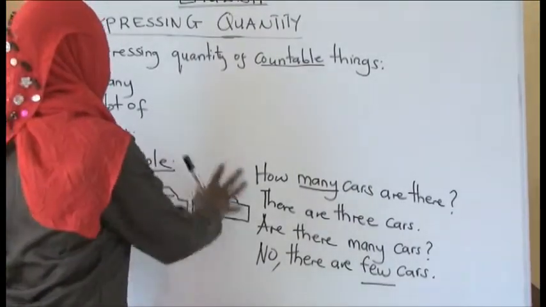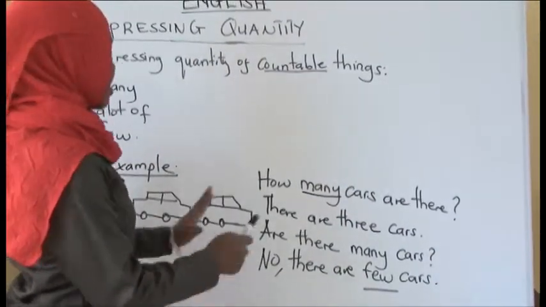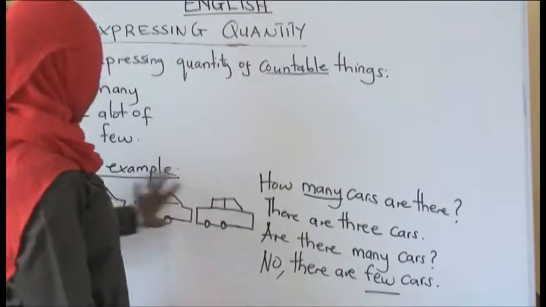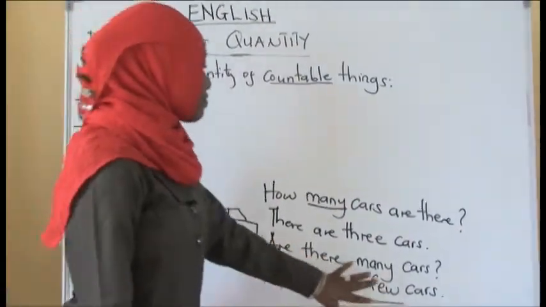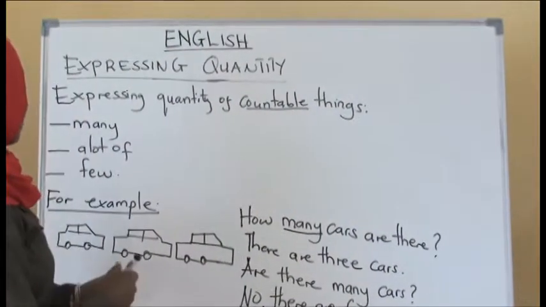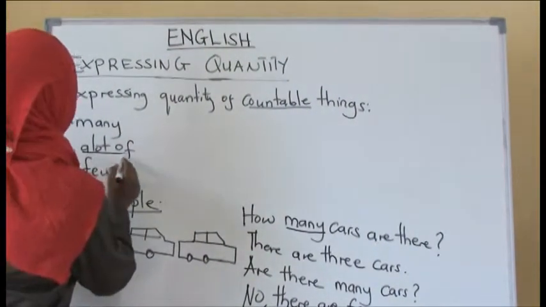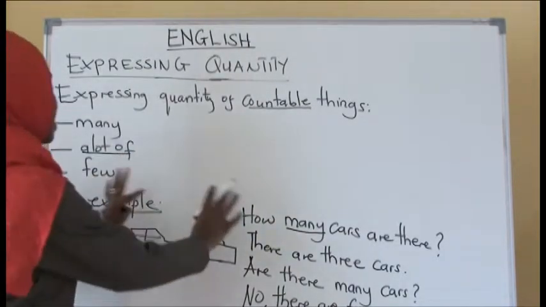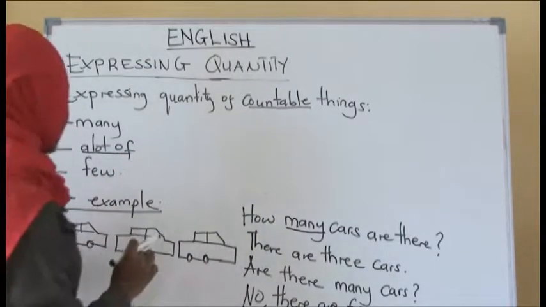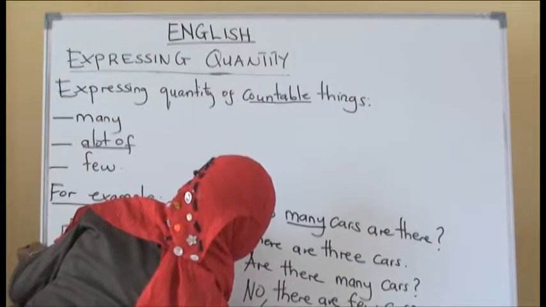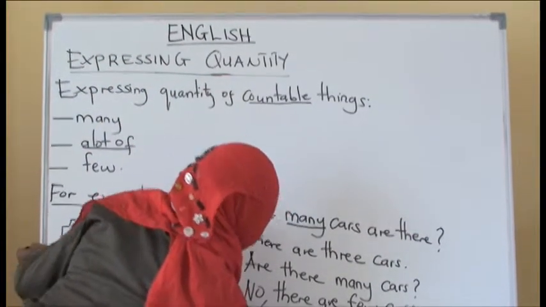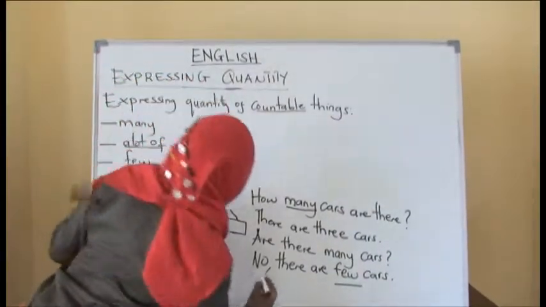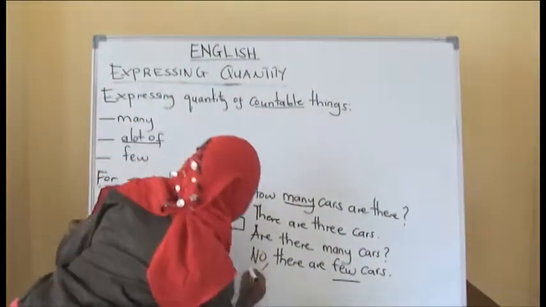So, if we had so many cars here, we would have said there are many cars. But because we have few here, we can say there are few cars. And also the word a lot of. The word a lot of is also used to show things which are many. You can say there are, and mind you, if you are using the word a lot of, we cannot say there are, we say there is.